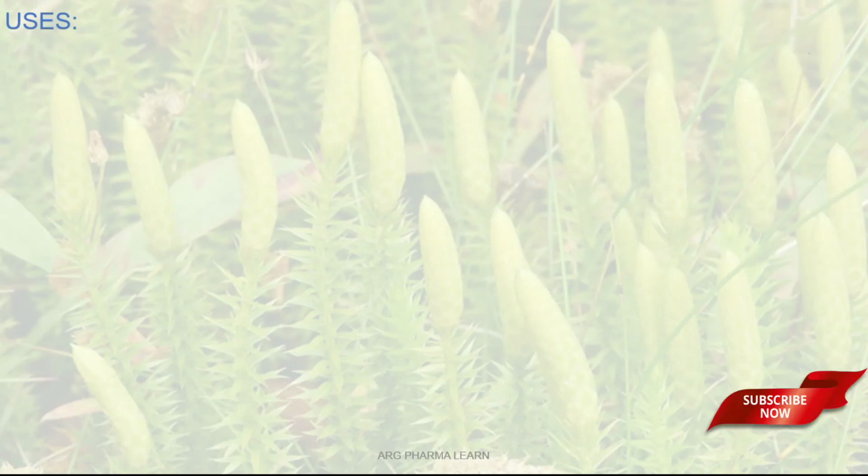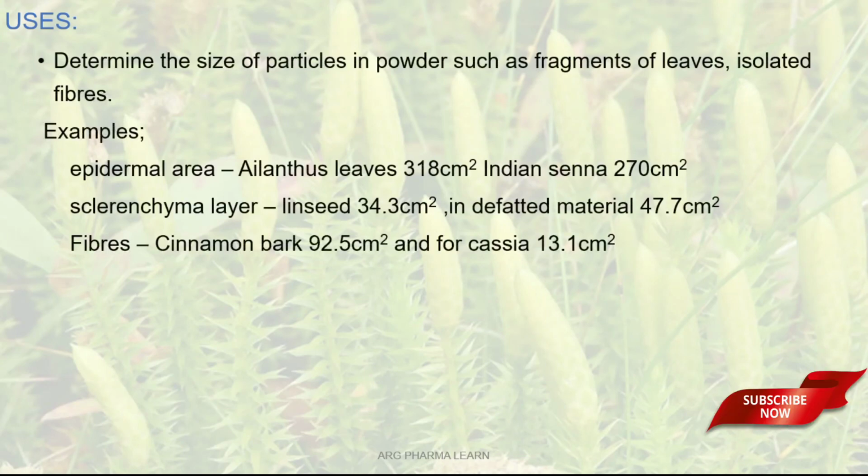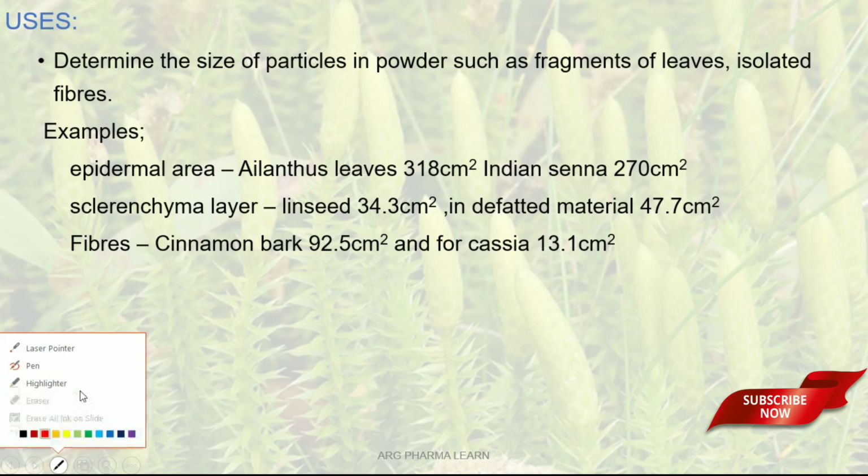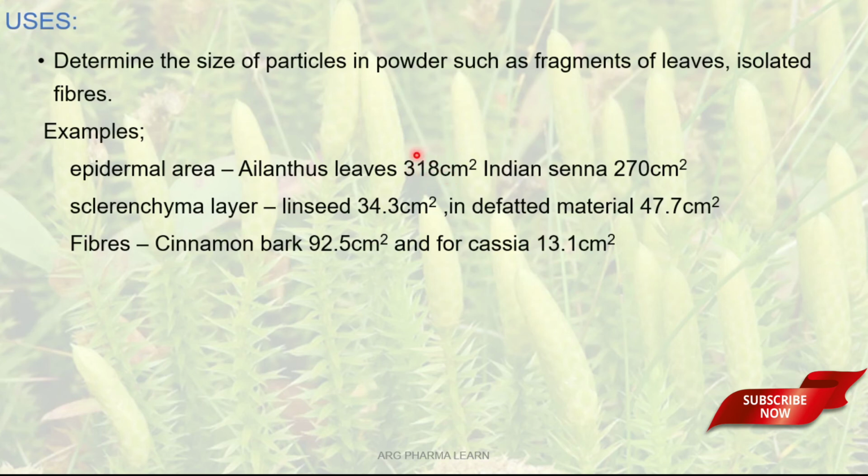Next are the uses. This method is used to determine the size of particles in the powder, such as fragments of leaves, isolated fibers, etc. For example, the epidermal area per gram of Ailanthus leaves is 318 cm², and for senna 270 cm². So by using this, we can easily determine the percentage of each ingredient in the mixture.